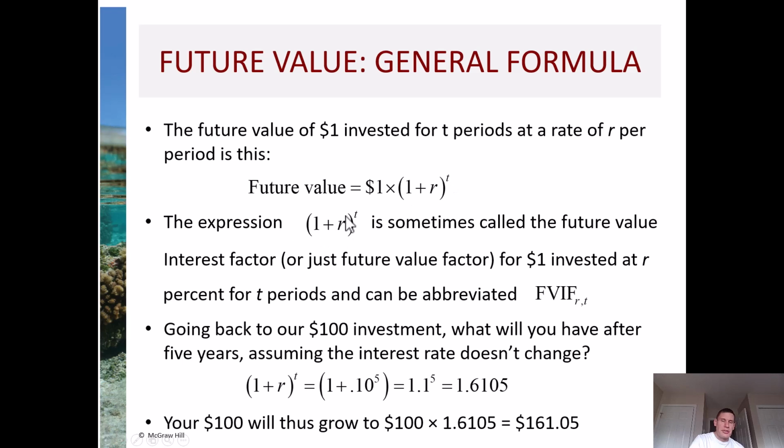The expression 1 plus R to the power of T is also called the future value interest factor, or just the future value factor. For a dollar invested at R% for T periods, we will sometimes abbreviate this as FVIF.